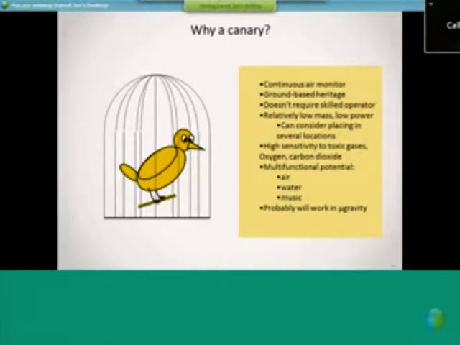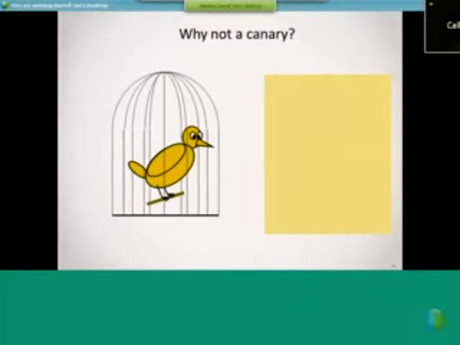Probably works in microgravity. I haven't heard of anybody flying canaries, but they have flown other kinds of birds, so they survive. Could be messy, though. Oh, we'll get to the disadvantages on the next slide. Okay, built-in signal processing with its bird brain, and as someone else mentioned, it's probably edible. Okay, so what are the negatives? So one person said it would be messy. You have to deal with cleaning up.